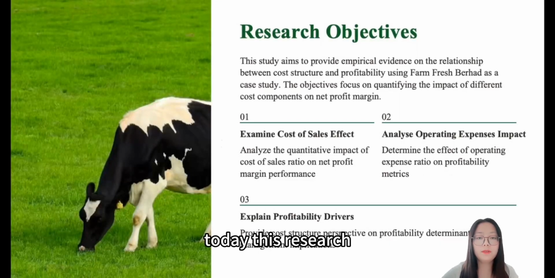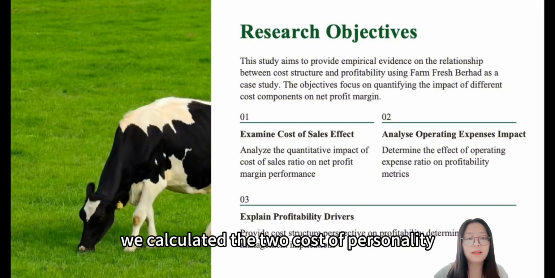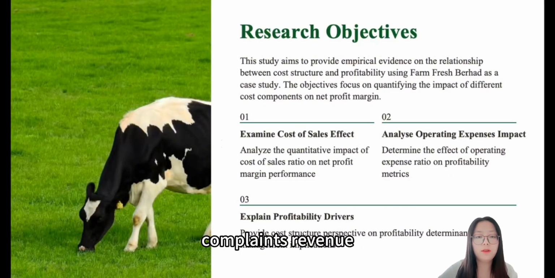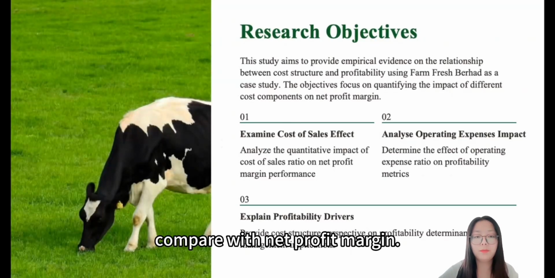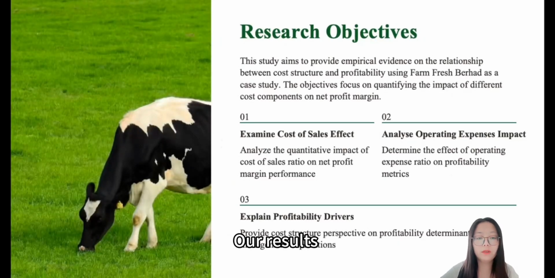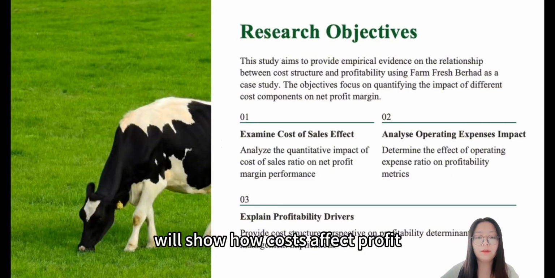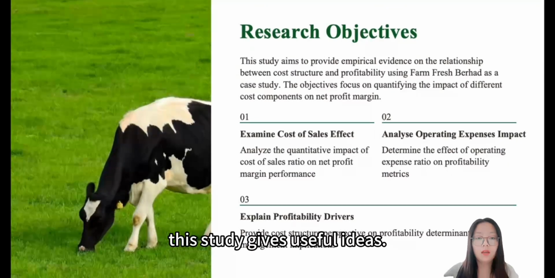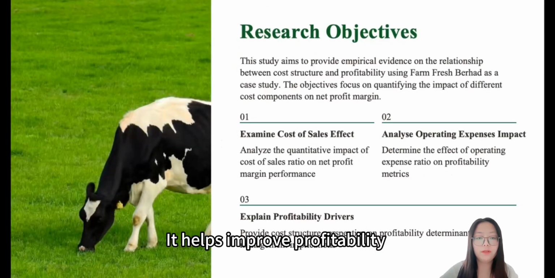To do this research, we chose Farmer Fish per head as a case study. We calculated the two costs as a percentage of the company's revenue. This makes it easy to compare with the net profit margin. Our result will show how costs affect profit. The material on cost control is important for managers. This study gives useful ideas. It helps improve profitability by managing cost better.